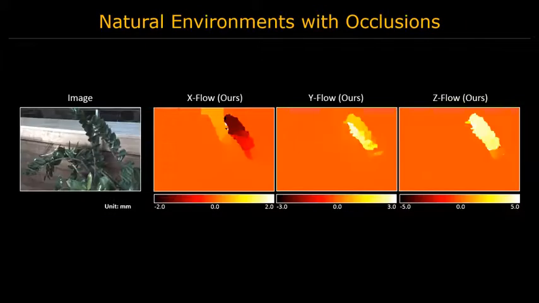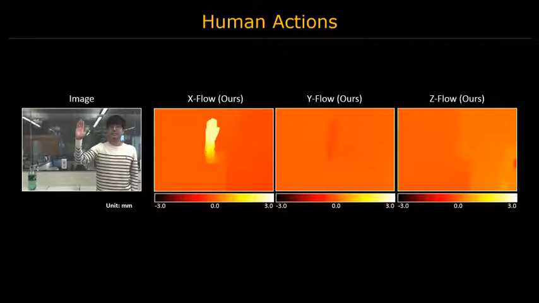This example shows the quivering branches of some plants. Our method can compute the motion of the branches despite occlusions and complex shapes. This scene consists of a person waving his hand. This is a challenging example because the background includes prominent glass reflections and sizable textureless regions. Our method can still recover the movement of the hand.